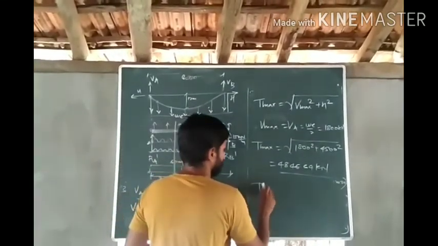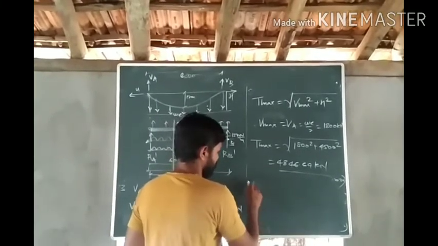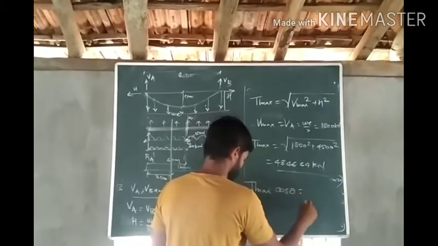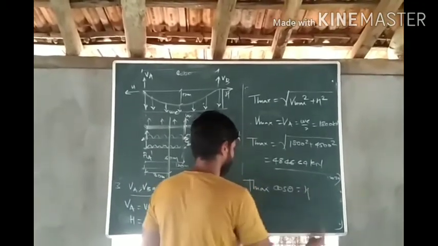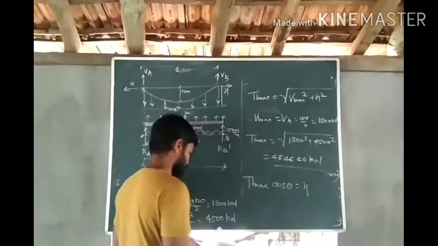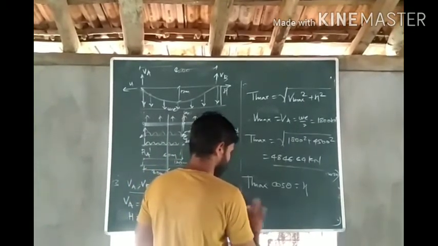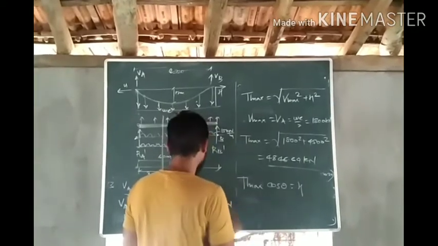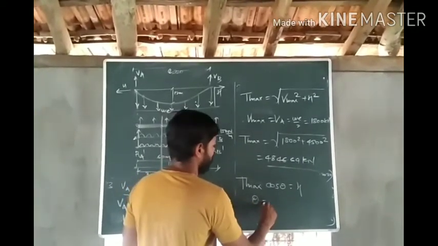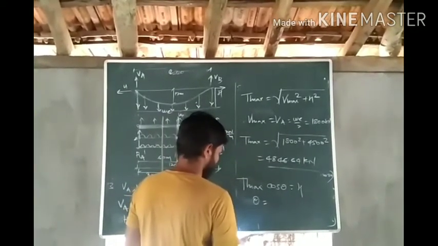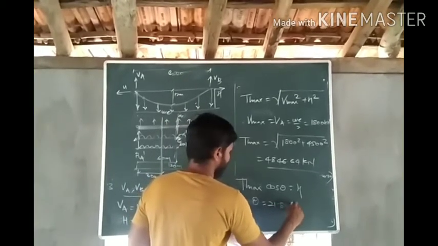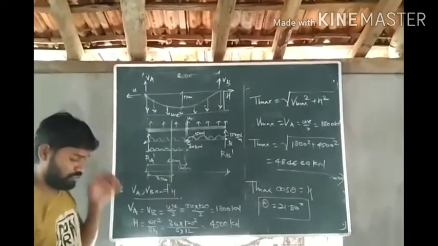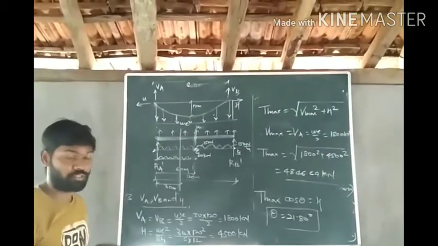Tmax cos theta. Now we want to calculate the theta. So Tmax cos theta is equal to H. Tmax is 4846.64, H is 4500. We can calculate the theta. It is equal to 21.80. Okay. So this is how we can solve this numerical on the stiffening girder.